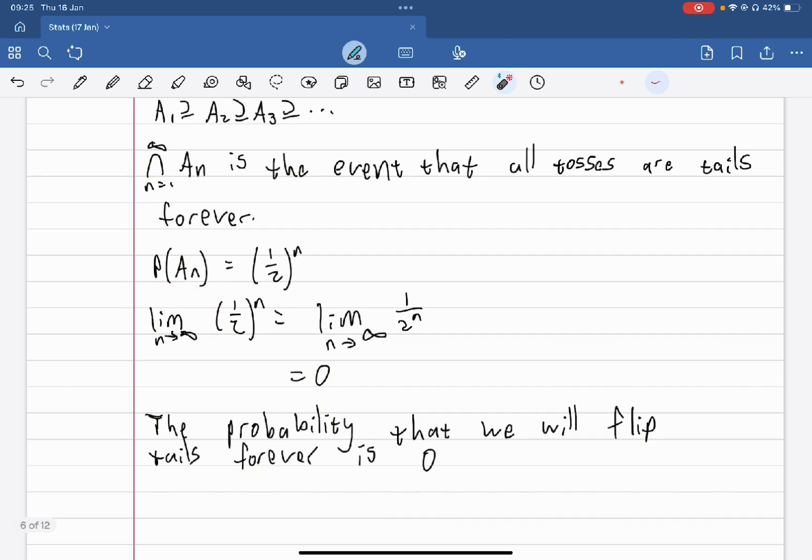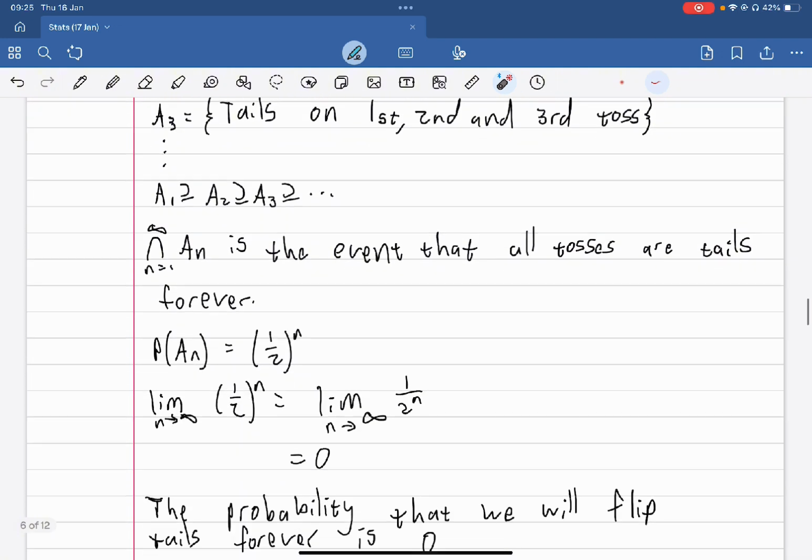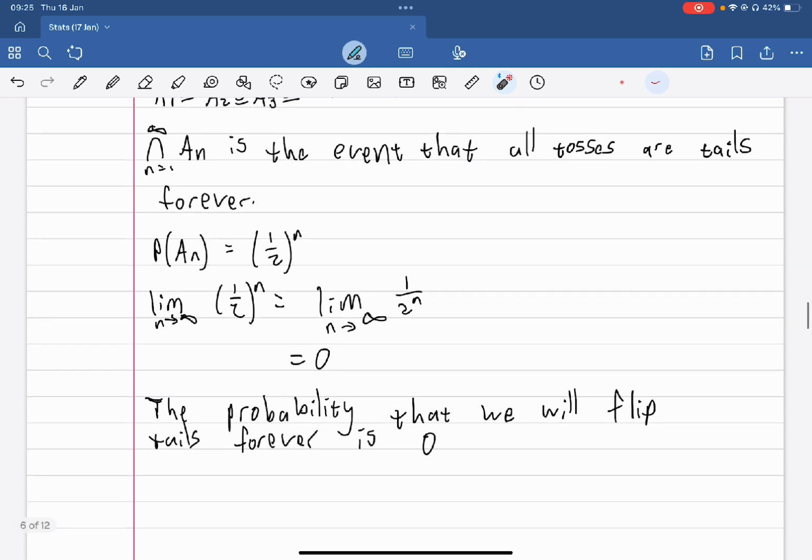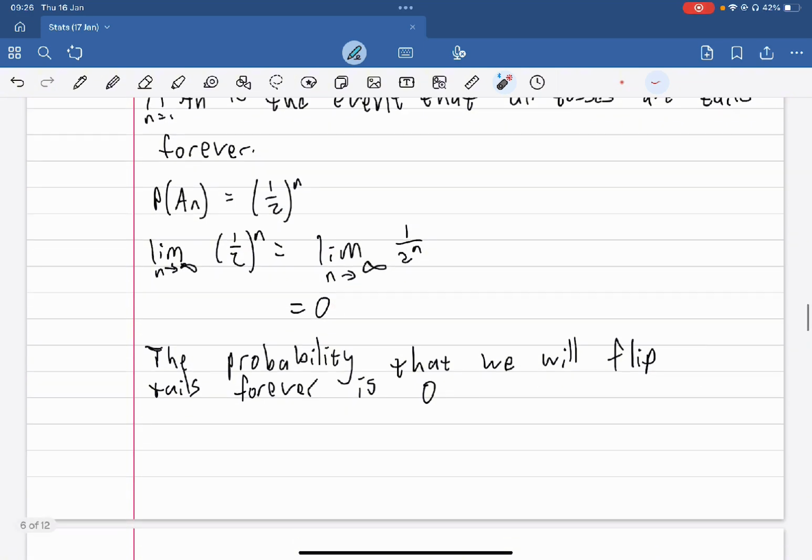The probability of An is a half to the power of n. As we saw earlier, the probability of a tail on each toss is a half. You could do this using tree diagrams, but it should be quite obvious. So we're going to take the limit as n tends to infinity. Again, 1 to the power of n is just 1, and 2 to the power of n gets really big as n gets really big, so it becomes kind of close to infinity. You can't really use infinity as a number, but 1 over infinity is about 0. So that matches our intuition.